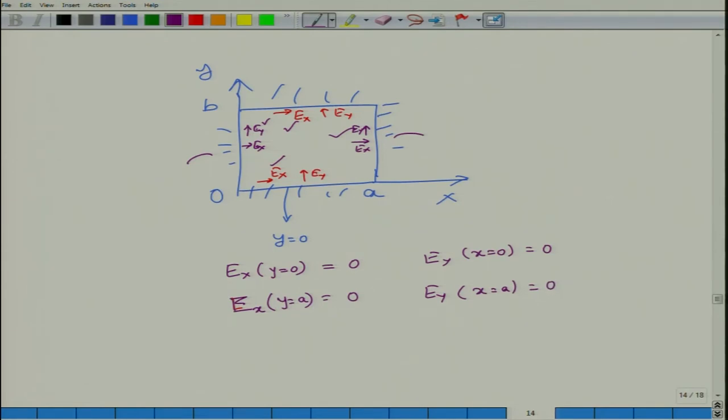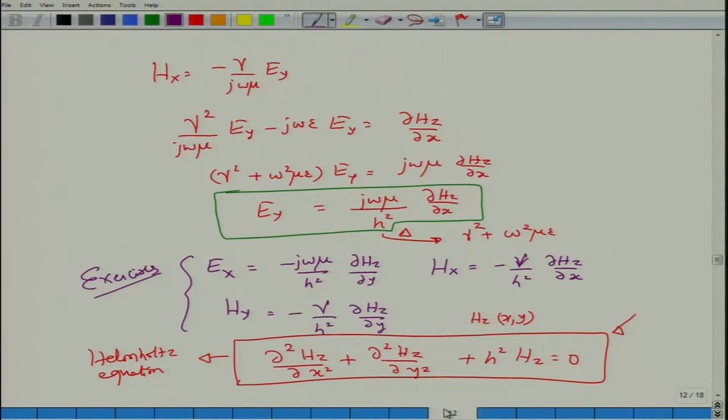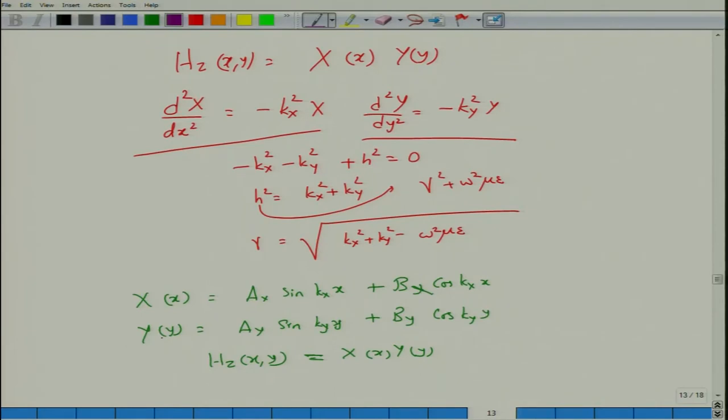Has my problem been solved? Well, not really. I need to know what Ex and Ey are, but I do not know Ex and Ey, except that I know them through this relationship. I know Ey as j omega mu by h square del Hz by del x. I know what Hz is. Hz is X of x into Y of y, where X of x is this, Y of y is this. So if I differentiate this one with respect to x, then I will get the Ey component and multiply it with some j omega mu by h square.